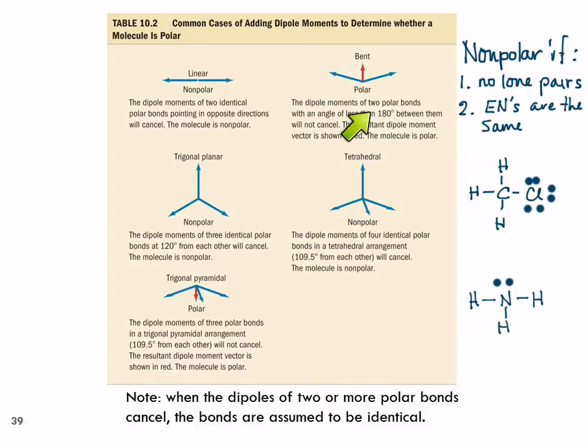Bent is another structure that you can only get if you've got lone pairs. And so the presence of a lone pair should be a big clue. This is going to be polar. So let's do a couple of examples.